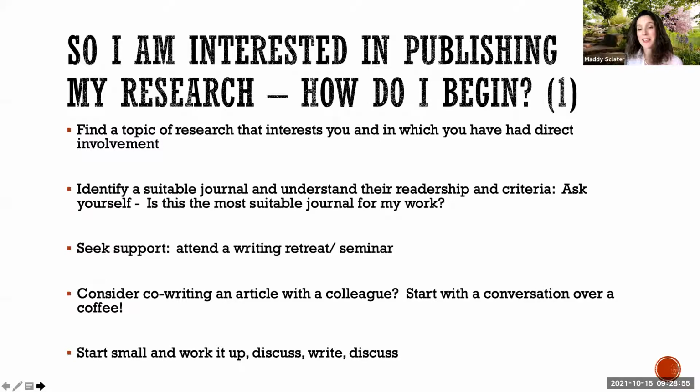Identify a suitable journal and understand the readership of that journal and the criteria of that journal. That's really important. Look back at the back issues of that journal. Make careful consideration of the assessment criteria, and ask yourself, is this the most suitable journal for my work? Because, as I mentioned earlier, once you put your article into a journal submission system, unless you decide to withdraw it, you've got to sit with the time that it takes to get that paper through the review process. So it's important to make sure that you target the right journal in the first place. Otherwise, you might be wasting quite a lot of time.